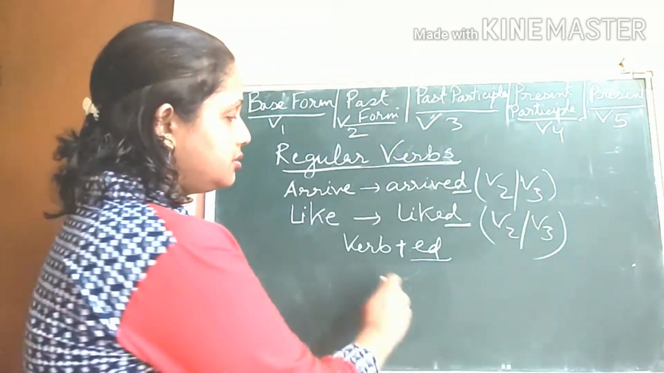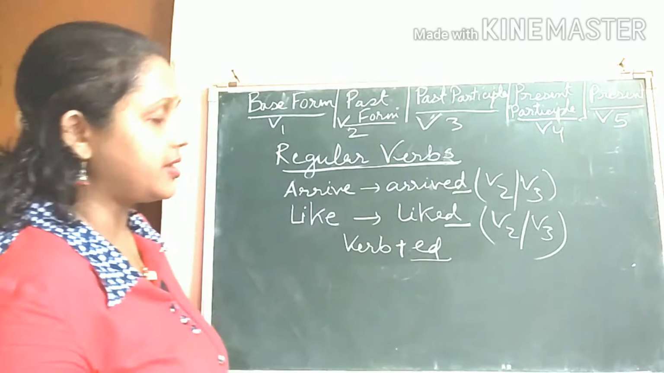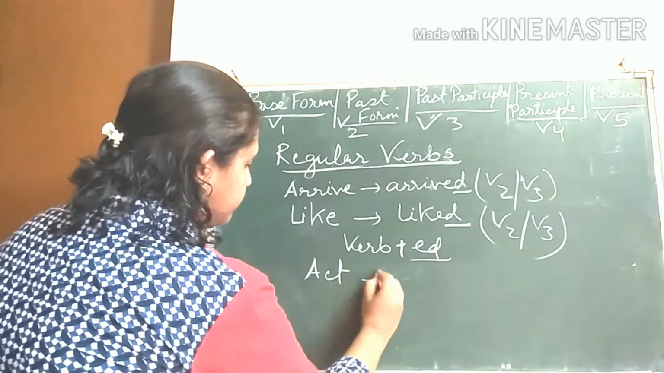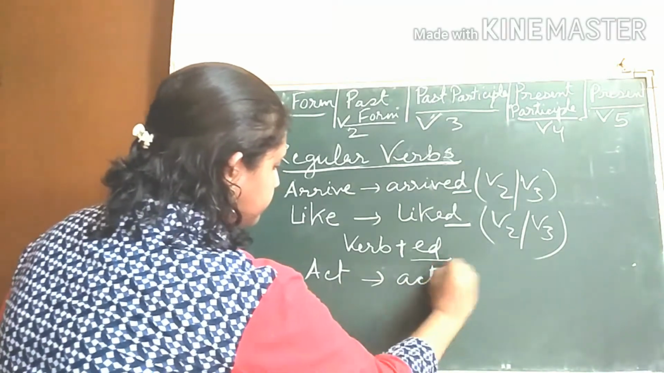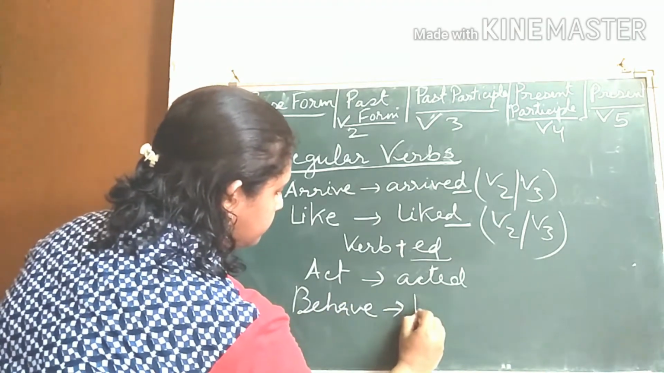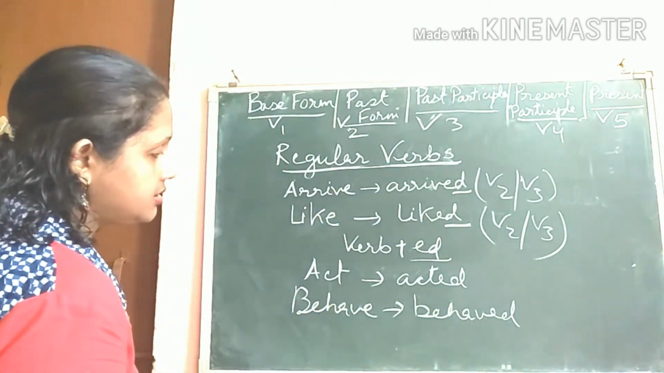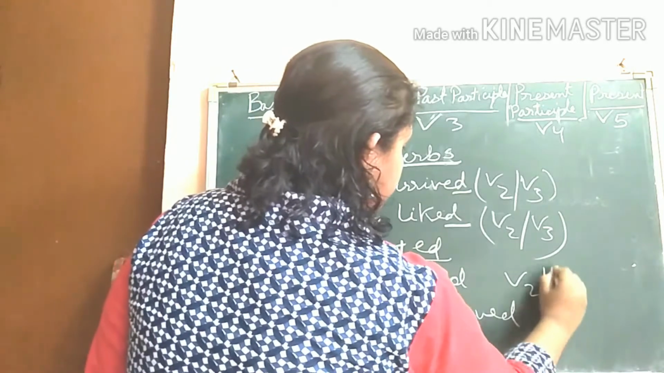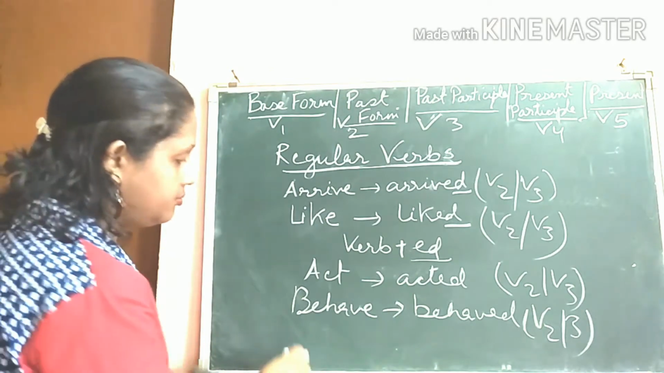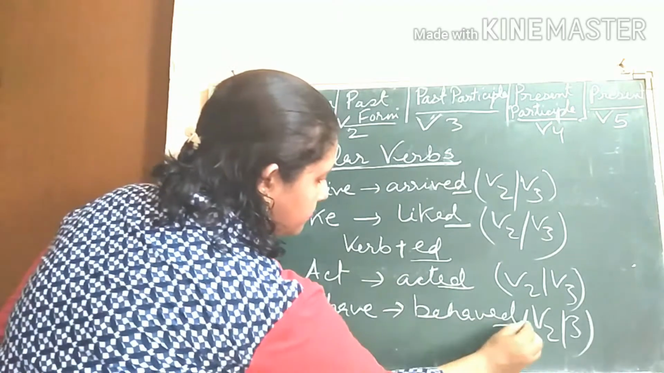Let us have a look at verbs that take ed form in the past. For example, act, acted. Behave, behaved. Both are the same, V2 and V3. Okay. So like that, so many verbs are there. You will get many ending with this ed form.